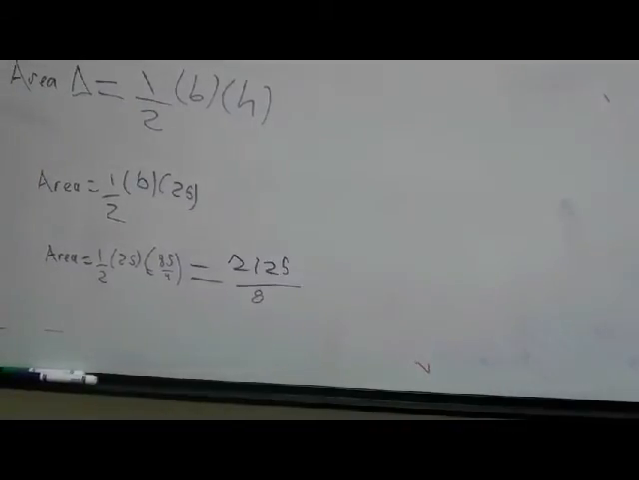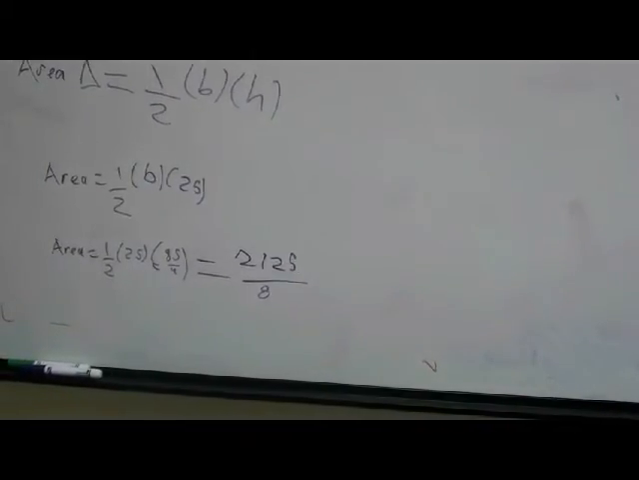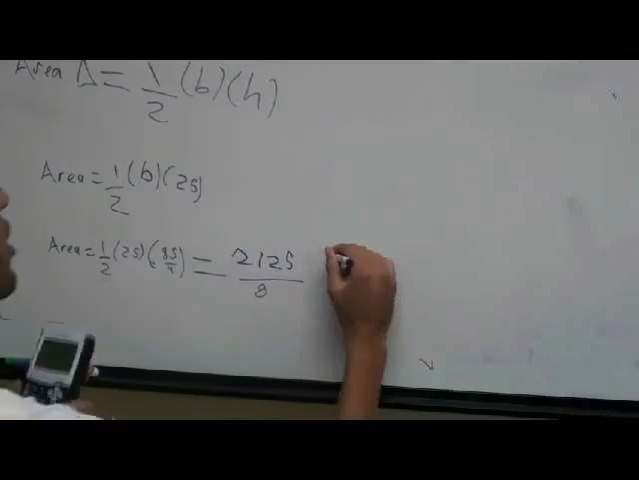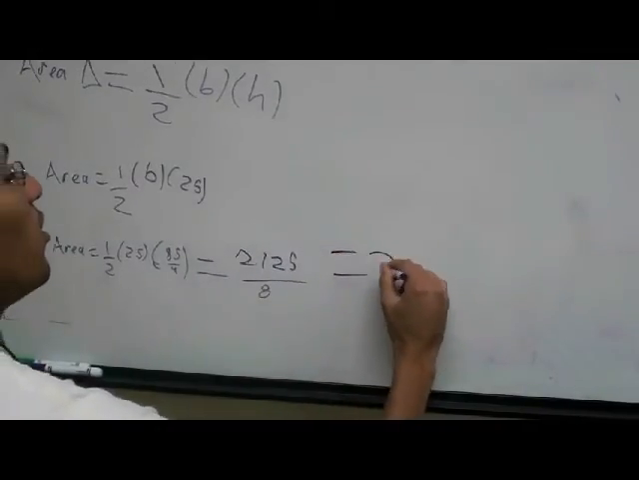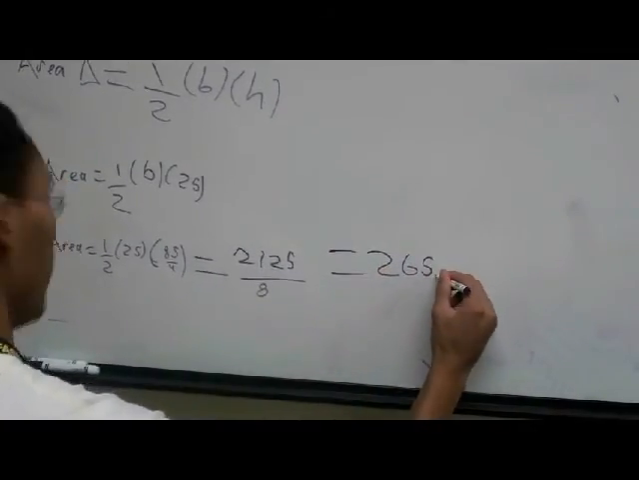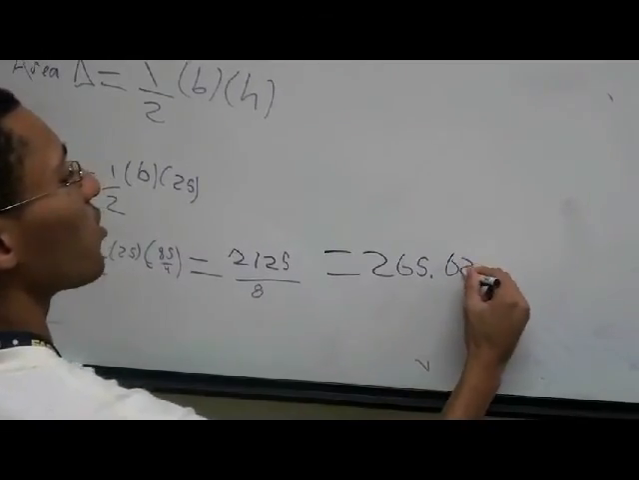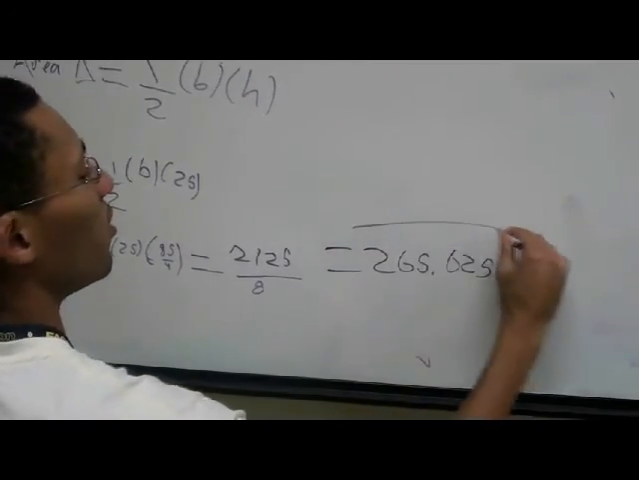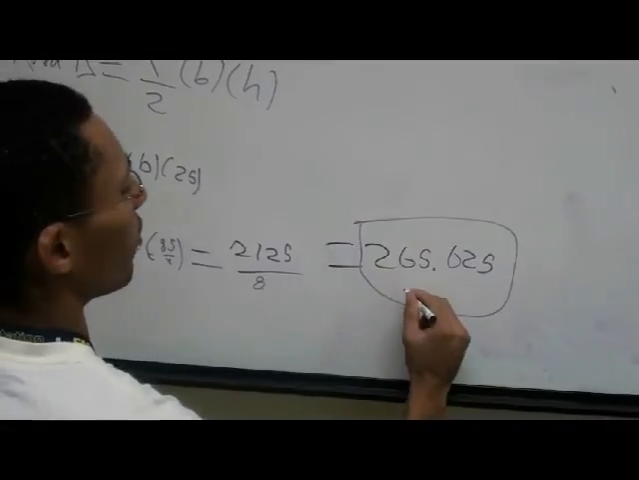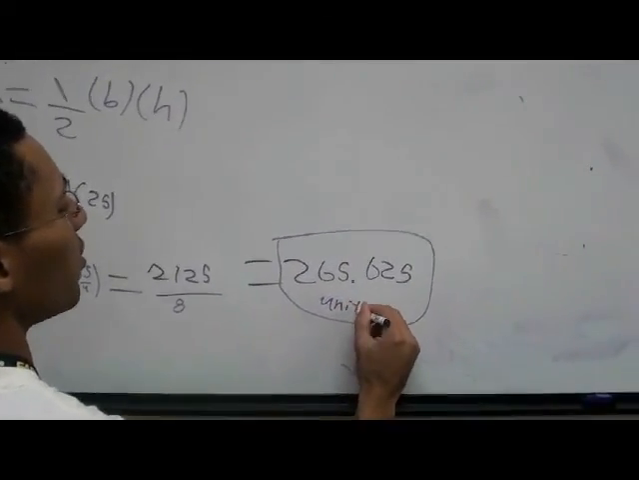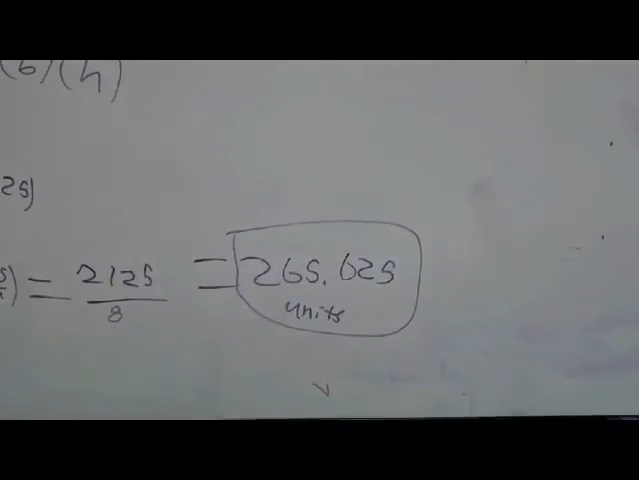Gives you that number, and if we divide by 8, again using our head, our final area is going to equal 265.625. And we label it as units. And that's problem 1.